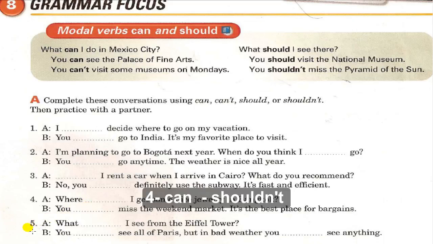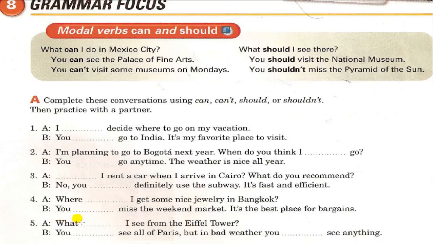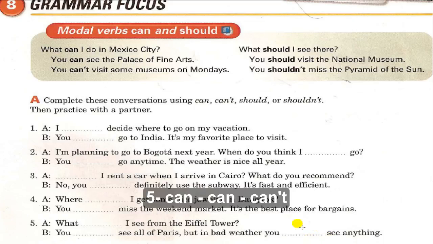Number 5. What can I see from the Eiffel Tower? You can see all of Paris, but in bad weather you can't see anything. You are not able to see anything. Number 5: can.